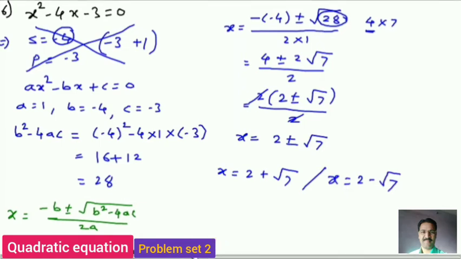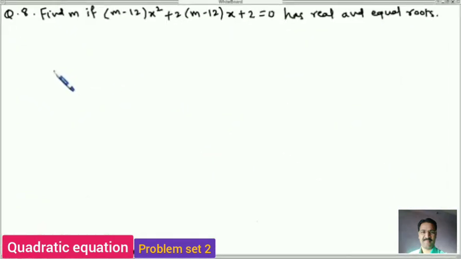Understand friends? Okay. Friends, in question number 8 here, just see here, find m. We have to find the value of m here. Okay. Now they have given us one quadratic equation, that is m minus 12 x square plus 2 into m minus 12 into x plus 2 equal to 0 has real and equal roots.